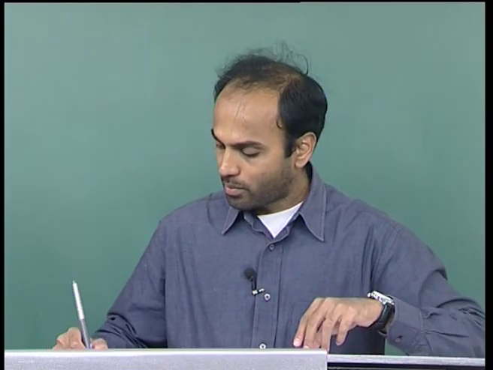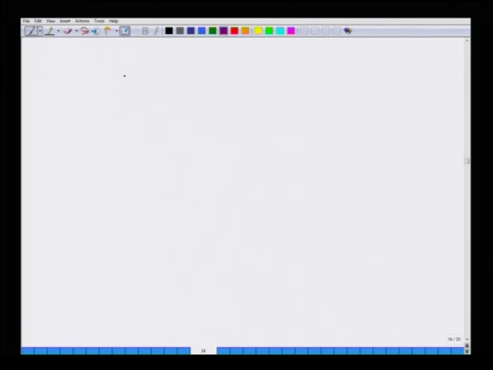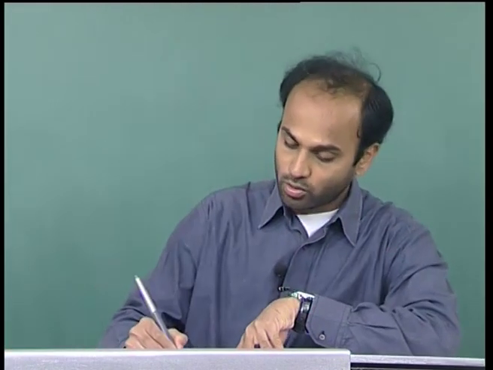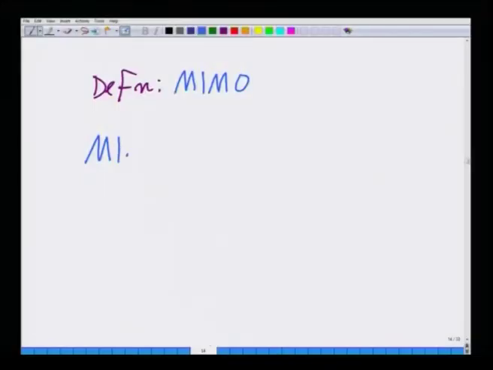So, what is MIMO? What is the definition of MIMO? Let me write the definition. MIMO systems are a special class of wireless systems which have multiple antennas at both the transmitter and the receiver. So, MIMO systems have multiple antennas at the transmitter and receiver.